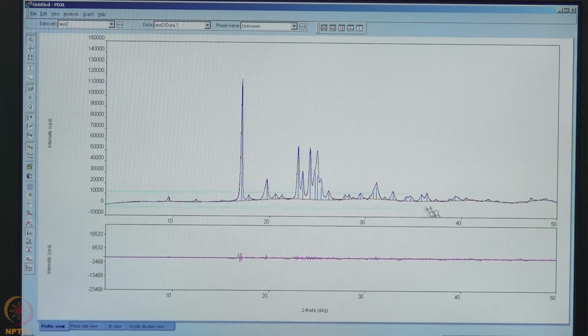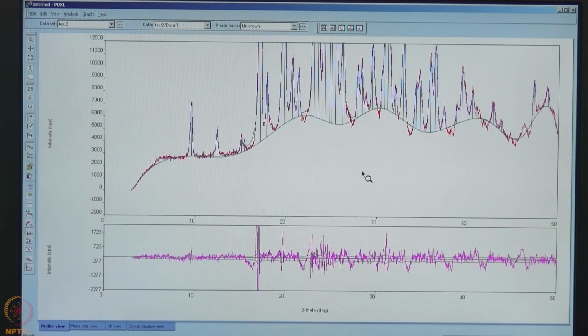If we try to see the background, how it is, we only need to expand that region and we see that the background is not really flat, but the background is wavy in nature. So this wavy background indicates probably the sample is not fully dry, it may be having some solvent in it, and it is not a very good sample for powder X-ray measurement purposes.